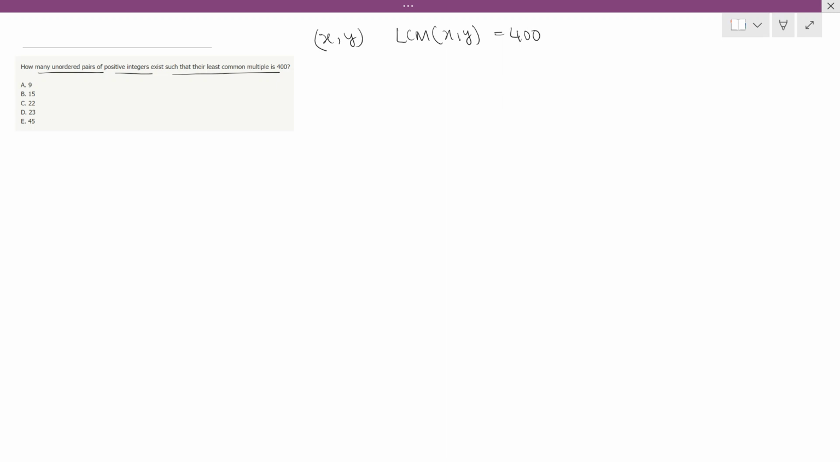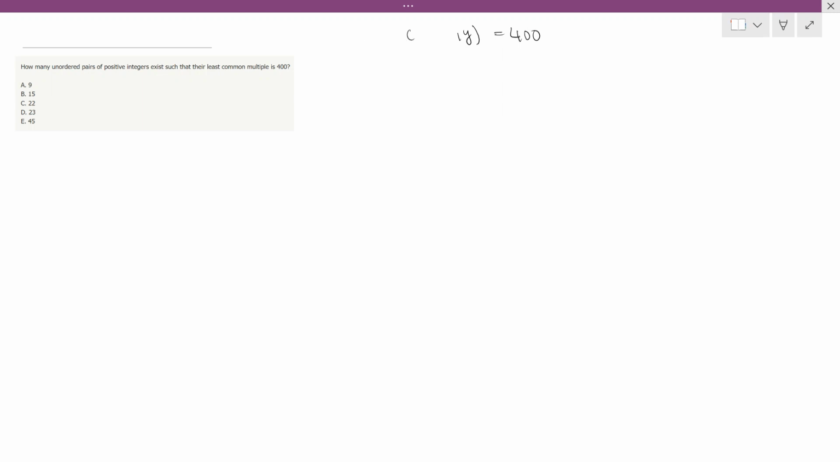Now, one thing that the question has already mentioned is we need to find the number of unordered pairs, by which x comma y and y comma x are identical. So there is no difference in the order of the elements within that particular pair.